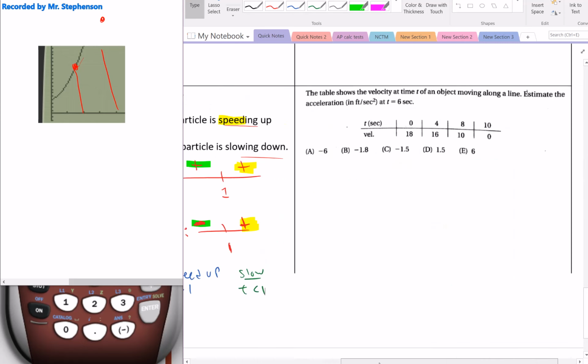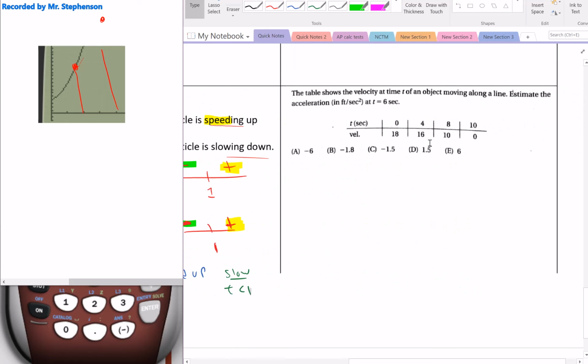Let's just look at this last one, see if you need help. Oh, okay, so we're given a table of values. We want to estimate the acceleration at t equals 6, right? Notice the time values they give us, 0, 4, 8, and 10. We're trying to estimate what happens at t equals 6, which is right in between 4 and 8, right? I need to estimate the acceleration.